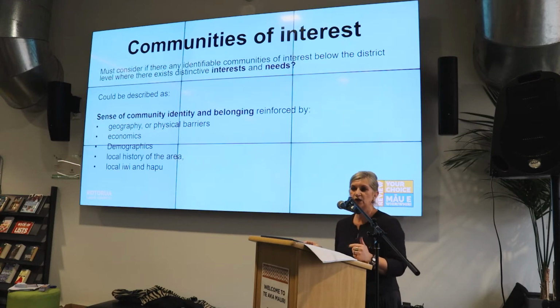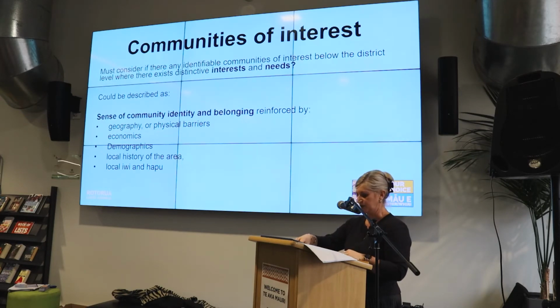So a way of identifying what a community of interest may look like is looking at things around, does the district have some physical or geographical barriers for why people may be clustered in certain areas? Are there some economic differences between suburbs or groups that make those particular groups vulnerable or need to ensure that they've got a stronger and clearer voice? Demographics is also a similar piece of information here. And also potentially the local history of the area, local iwi and hapu.